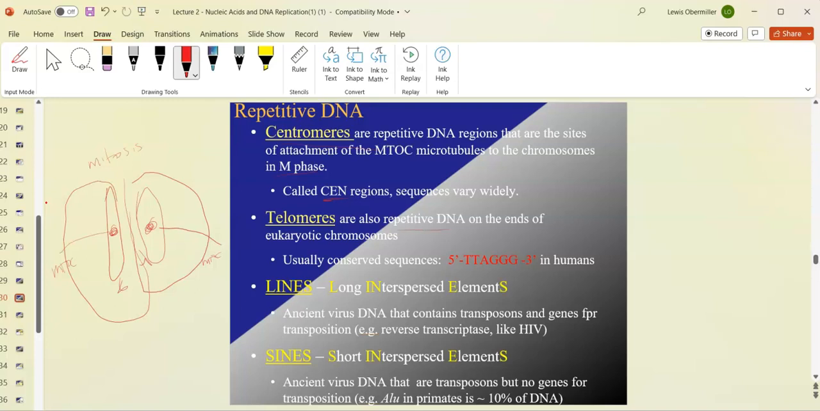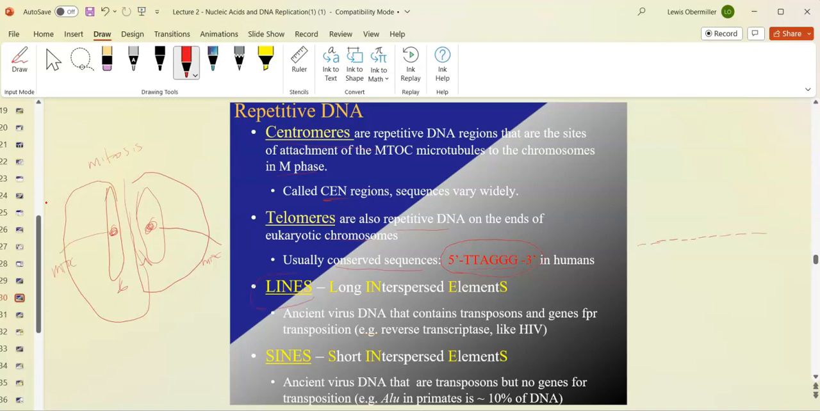Telomeres are also repetitive DNA. They're at the end of the chromosomes. Conserved sequences, we'll talk about this and why it's important later on, but usually it's TTAGGG and that repeats over and over again. And this has to do with an issue during replication that we'll talk about.